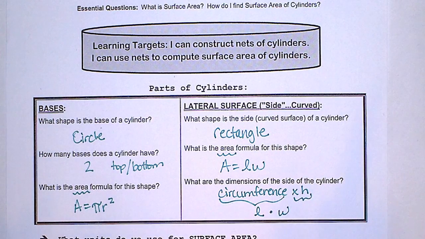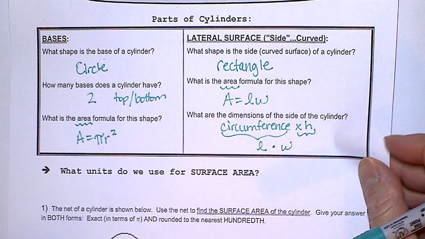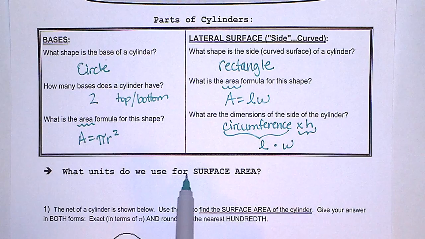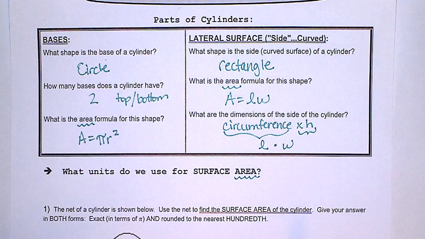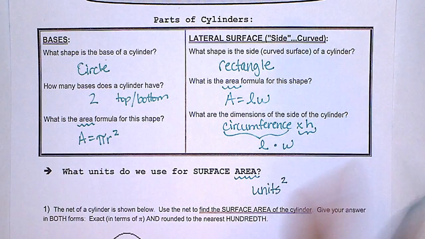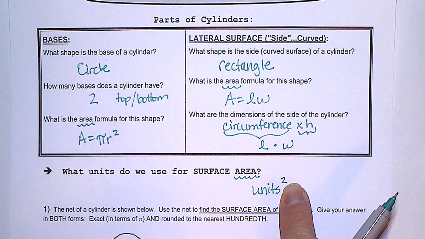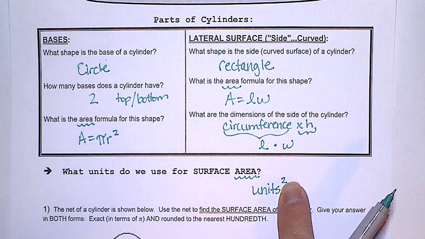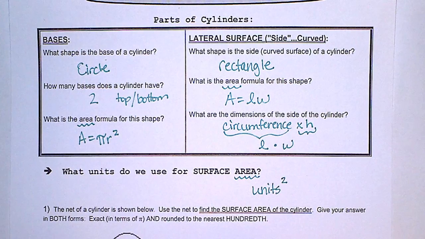And one last thing in this video, and then we're going to actually practice this, is what units do we use for surface area? Well, surface area is just like regular area, and we are going to use units squared. So if our answer is feet, we'd say feet squared. If our answer was inches, we'd say inches squared. So these are just a few key parts of cylinders that we're going to be talking about in the next video when we do our first example.